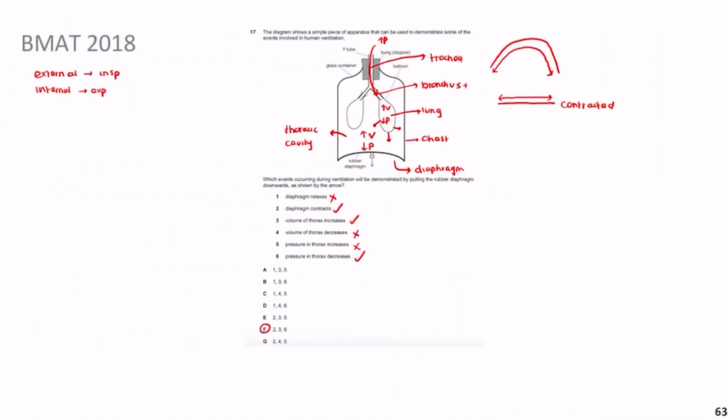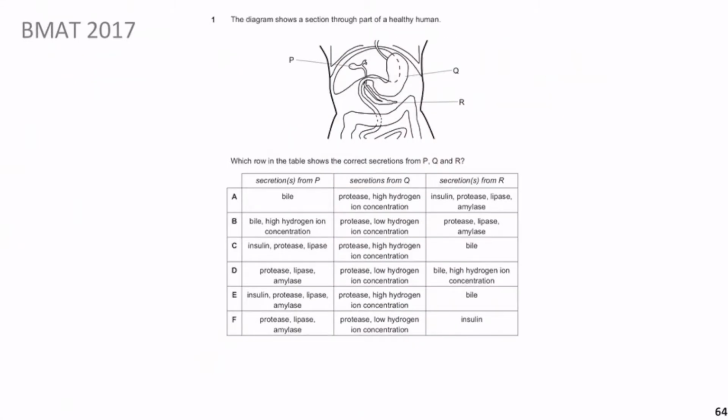All right, guys, so previously we were looking at this question to do with a breathing mechanism and how it relates to this apparatus. Hopefully, guys, that has made sense. But now we shall move on to the next question, which is BMAT 2017, question 1. It says the diagram shows a section through part of a healthy human. It says which row on the table shows the correct secretions from P, Q, and R. So, guys, pause the video, give yourself a minute, and be sure to come back. We'll be going through the solution.